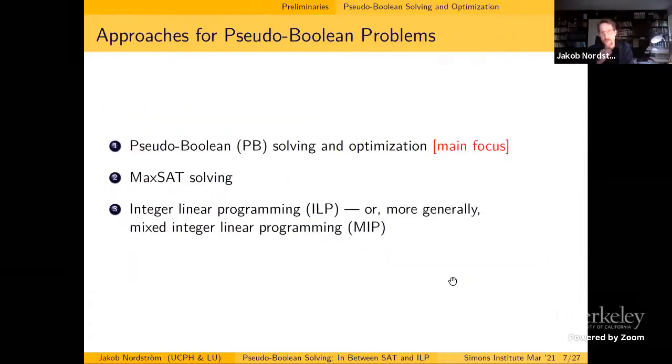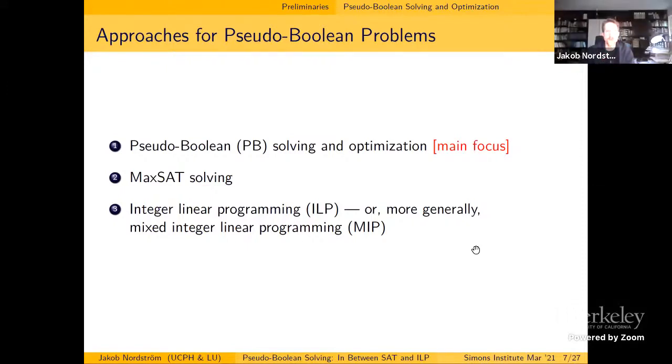And so what I'm going to tell you a little bit about is how you can do this by using so-called Pseudo-Boolean solvers. And I'll then also try to discuss how you can borrow ideas from the SAT side, in particular from max SAT solving, and also from mixed integer linear programming.